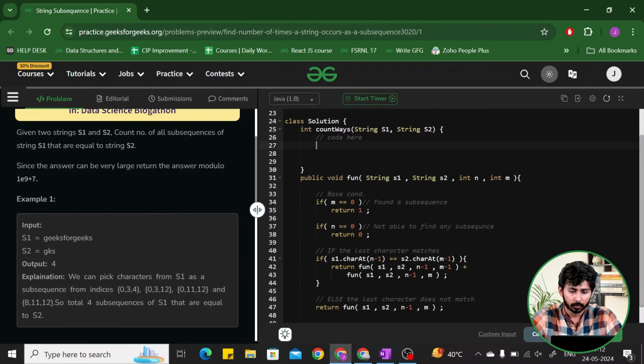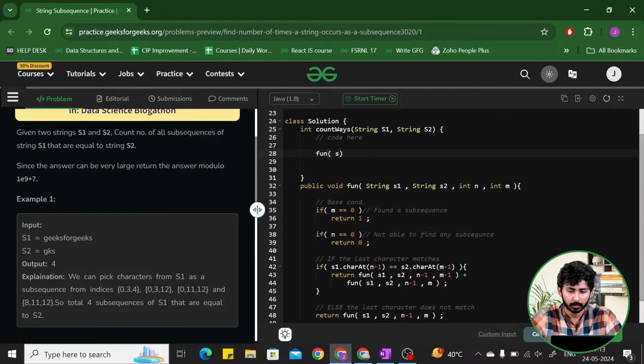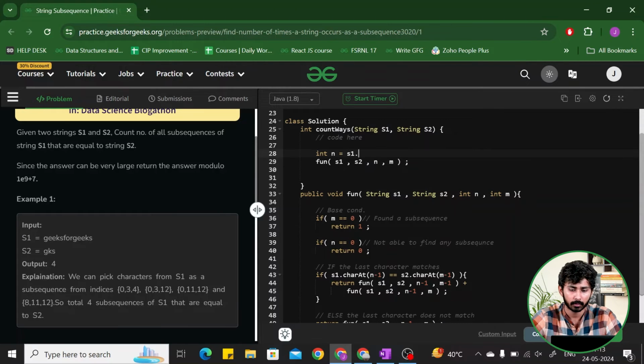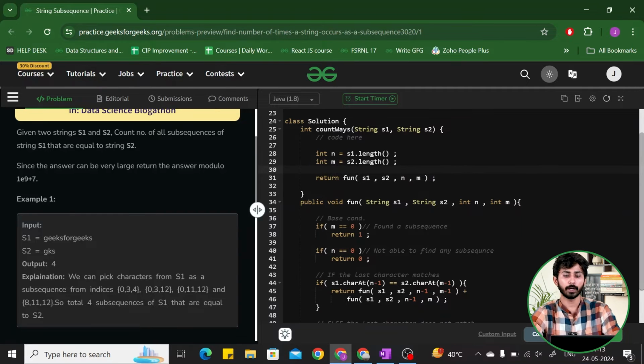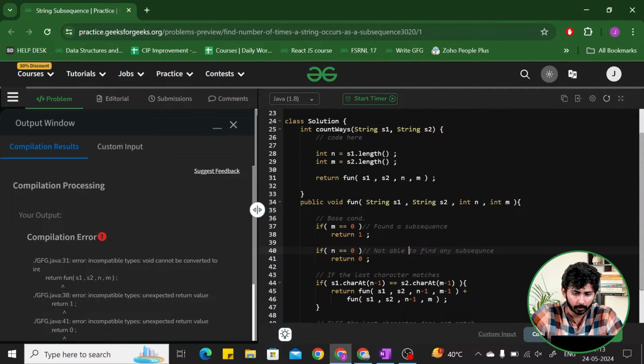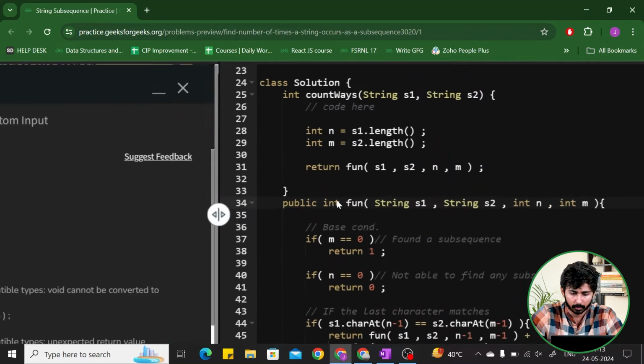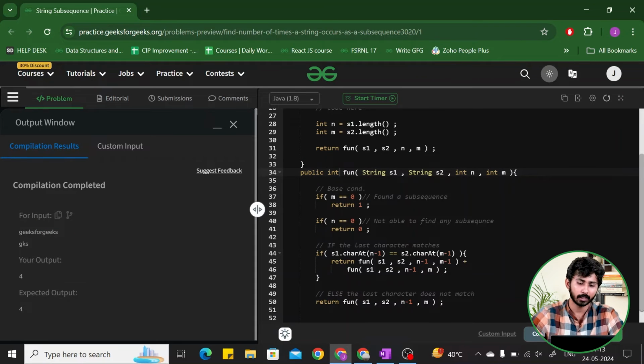Now let's make a recursive call to this function from here: S1, S2, and S1 dot length. Let's define these variables: integer n equals S1 dot length, and integer m equals S2 dot length. Okay, and this is S1 and S2. Whatever value is returned by this function, I'll return it. Now let's compile and run. Okay, it is void. I need to change it to integer. Okay, so it is working perfectly fine.